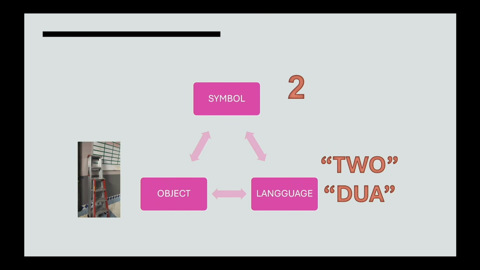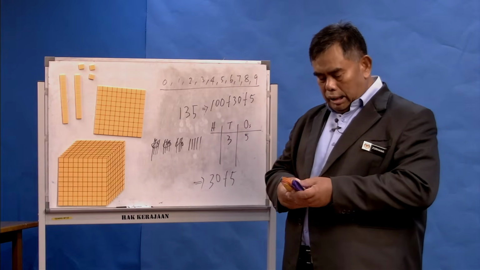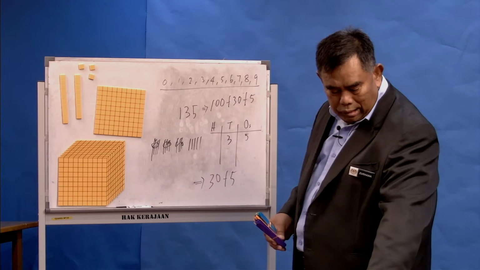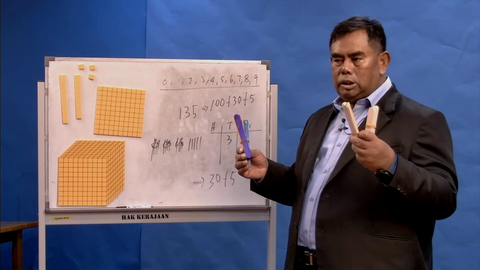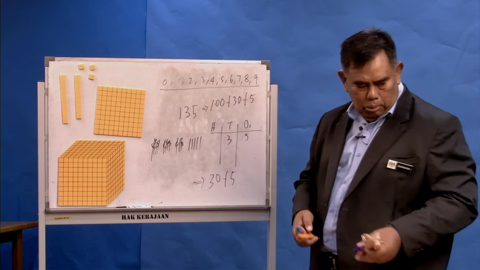Like this, we have the symbol, object, and language. I already shared an example before this. So we look at the number concept, and the other concept is the place value. From counting, from the 100 chart, from the bundle of 10, we can introduce the place value. Place value means the value for the digit.